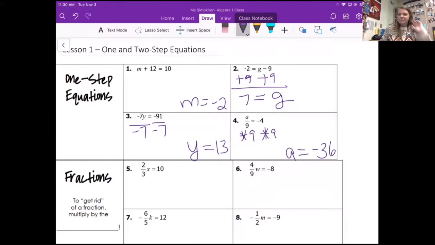Go ahead, Lauren. I have a question about number 4. Okay, what's your question? Why did you multiply the 9? Because since A over 9 is a fraction, and fraction means division. So if we solve, we want to do the opposite, and the opposite of dividing by 9 would be multiplying by 9. Does that answer your question?